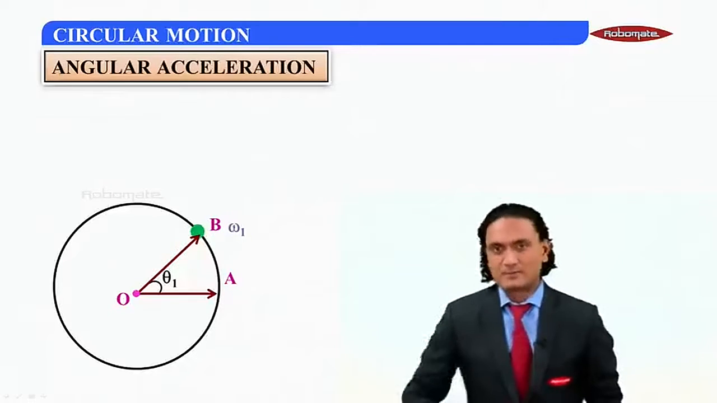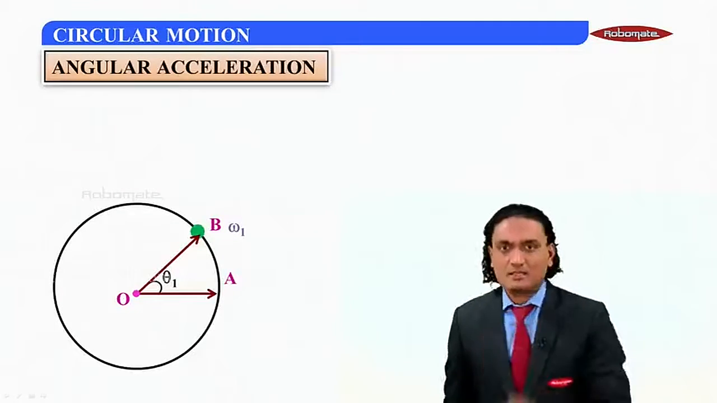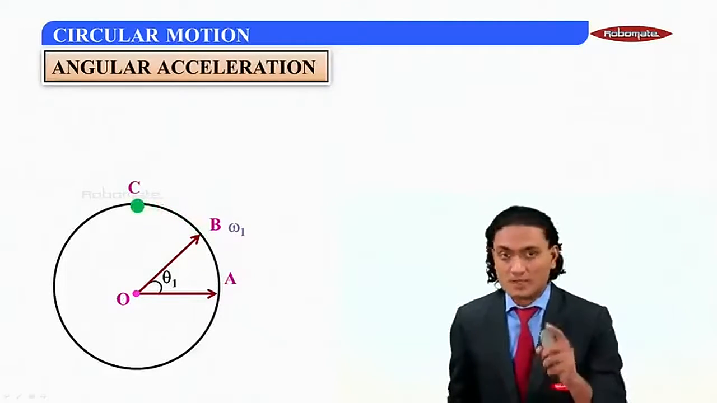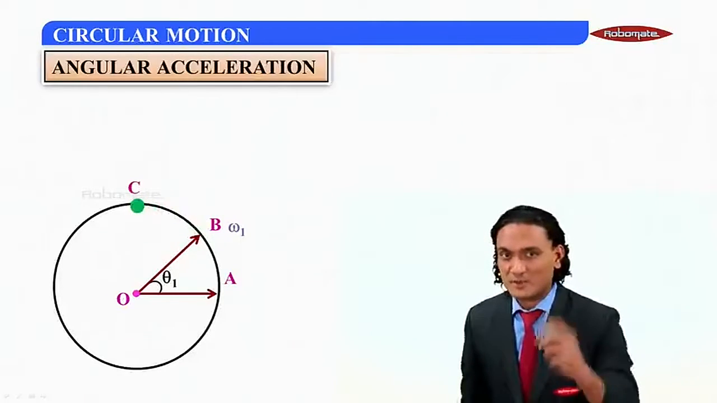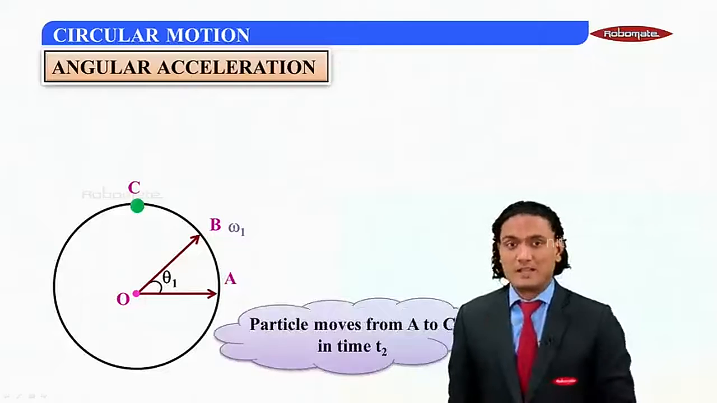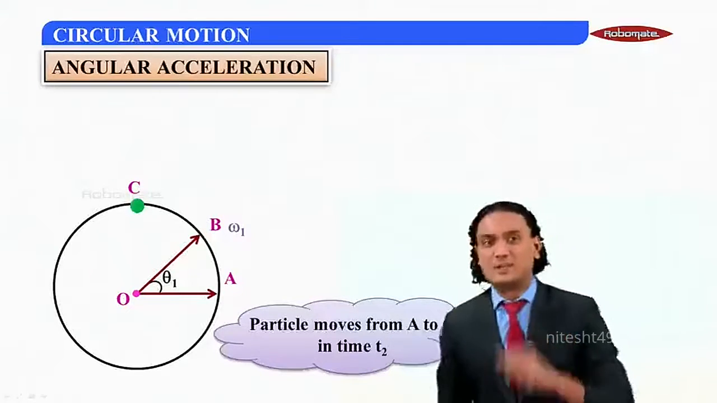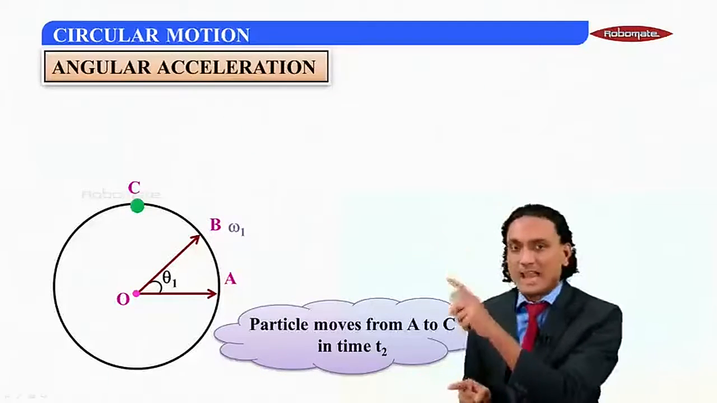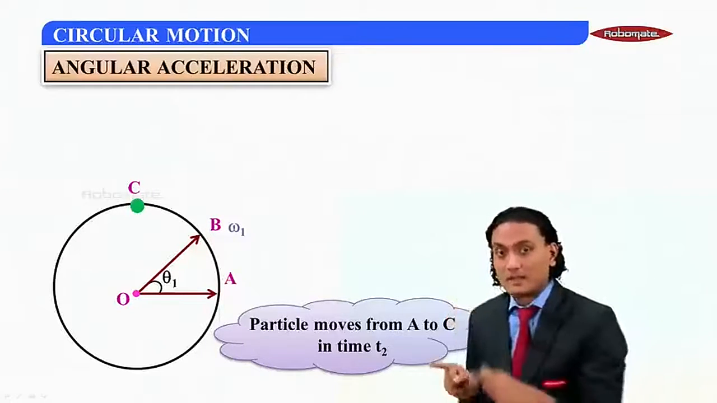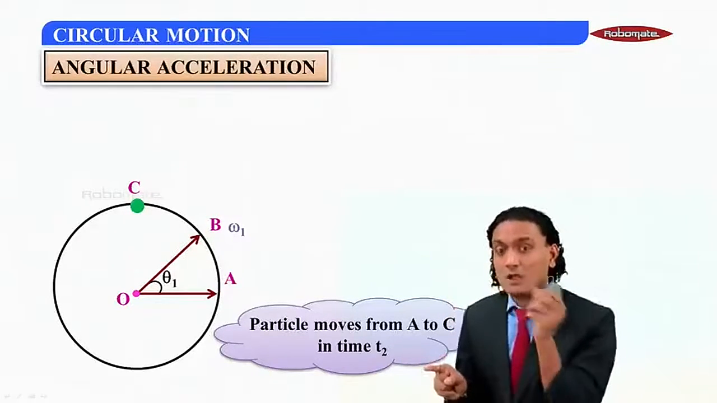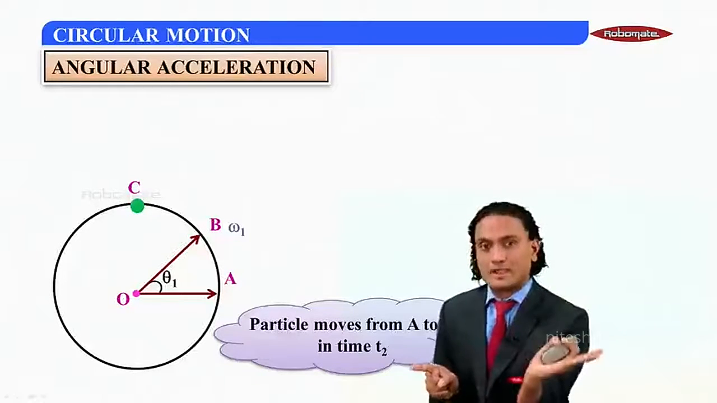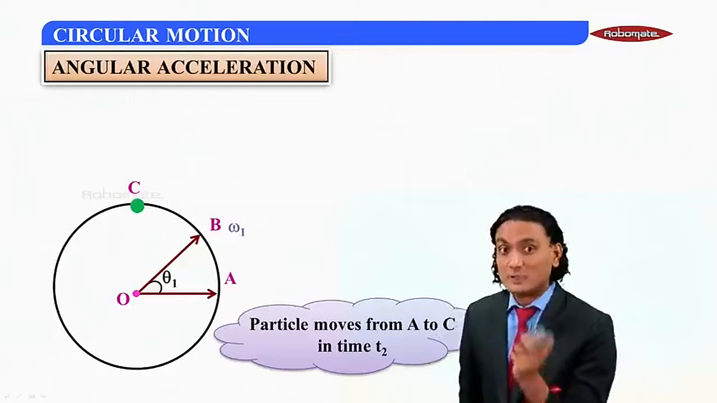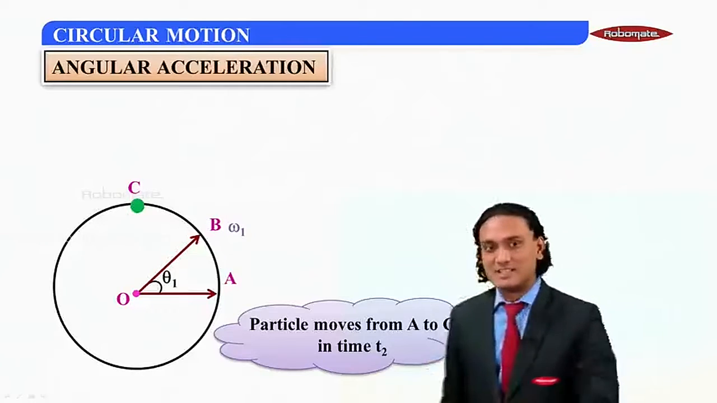Now students, let us assume that this particle is moving from position B to another position C. Hold on. Let us assume that this particle moves from A to C in time t2. In the animation we saw it was moving from B to C, but t2 is the time taken by the particle to move from A to C. With respect to A, it has reached C in time t2. Is that clear? t1 was A to B, t2 is A to C.